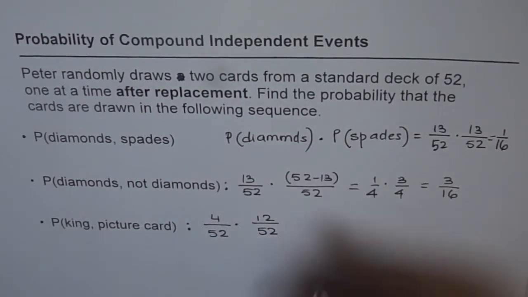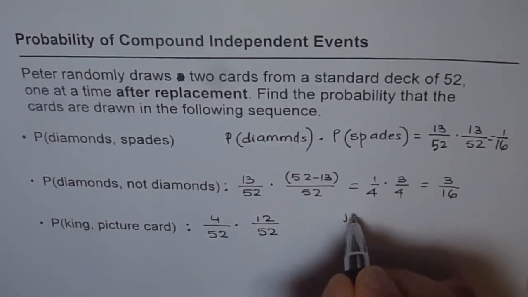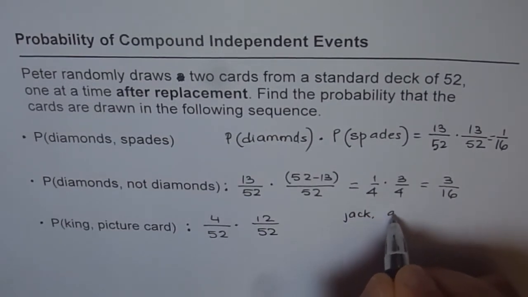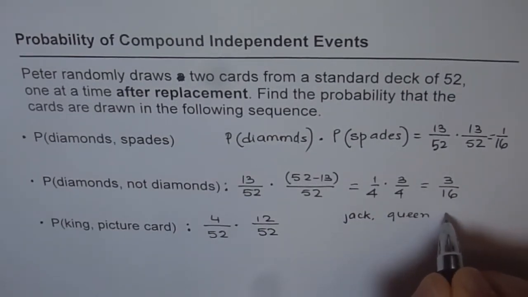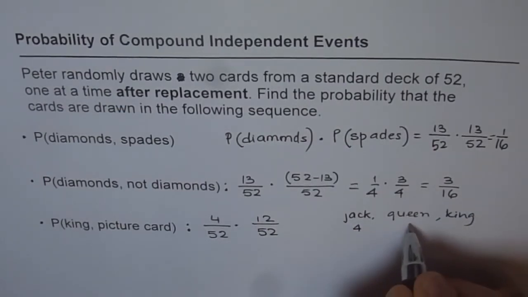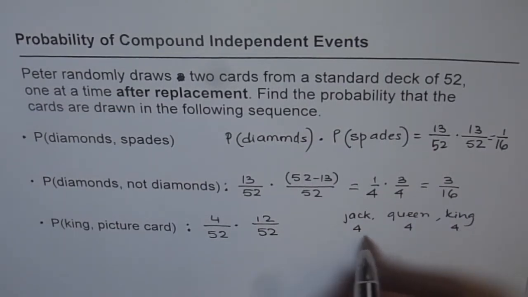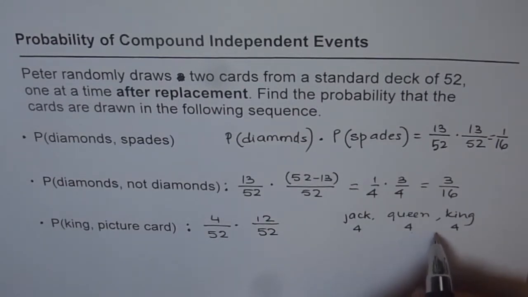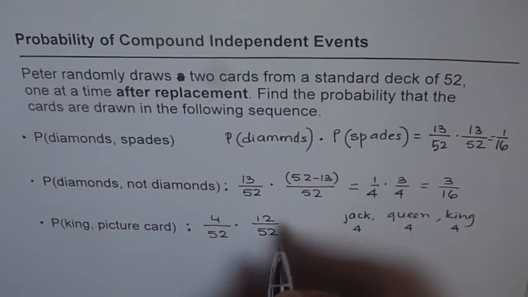The 12 picture cards are Jack, Queen and King, right? These are the picture cards and each is of 4 kinds: hearts, diamonds, spades and clubs. So in all there are 12, right? So that is how you get it.